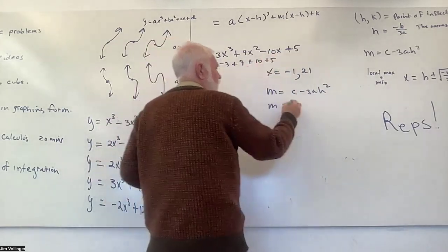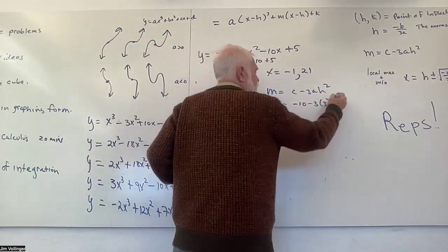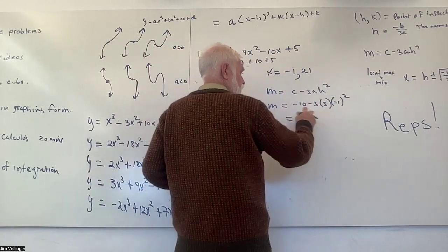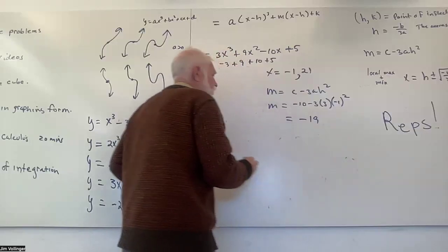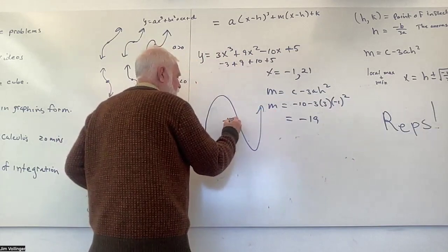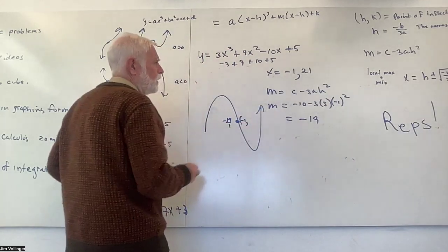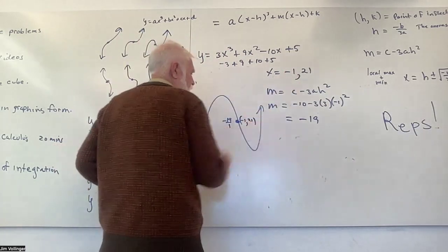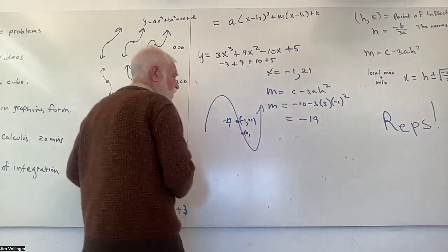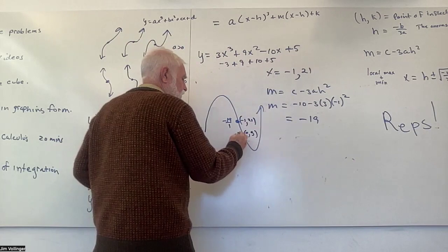So m is minus 10 minus 3 times a, which was 3, times h, which was -1 squared. So that becomes, I believe, -19. So we definitely have one of these because at the point of inflection, we're going down at -19 to 1. And that occurs at -1 comma, we put it in 21. So my y-intercept is going to be here. A 0 should get me something smaller than 21. Oh, it does. It gets me 5. And at this instant, I'm going down at 10 to 1.